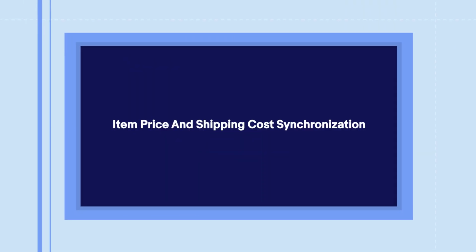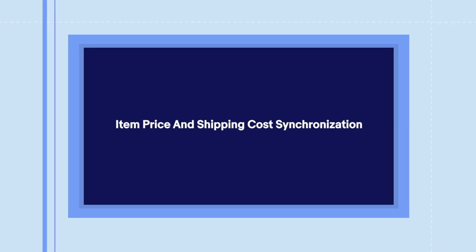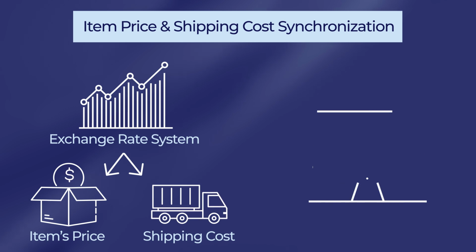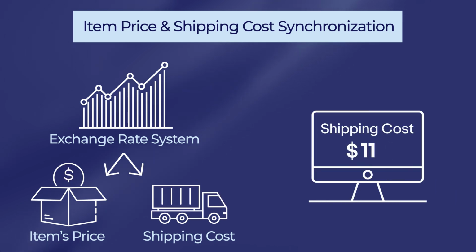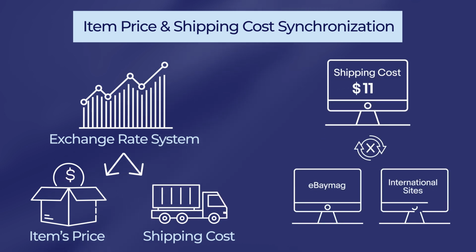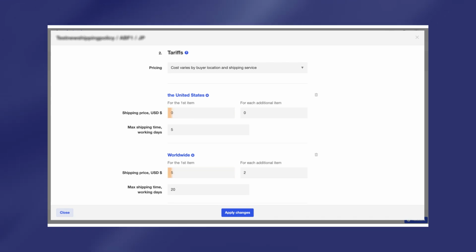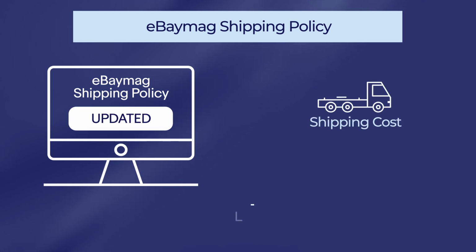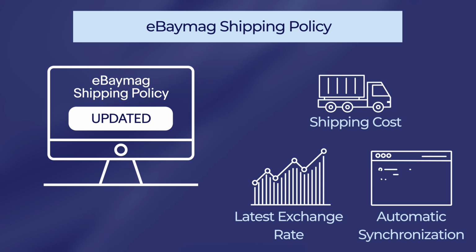Now let's move on to item price and shipping cost synchronization. Item price and shipping cost share the same exchange rate system. However, changing the shipping cost on the original site and then synchronizing it with eBaymag and the international site is not supported. For listings that have been published, unless the seller updates the shipping policy on eBaymag, the shipping cost won't be automatically updated if the exchange rate changes. When the eBaymag shipping policy is updated, the shipping cost is calculated using the latest exchange rate and is automatically synchronized with the published listings.